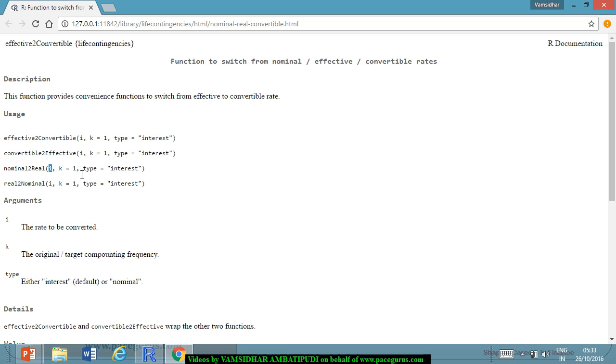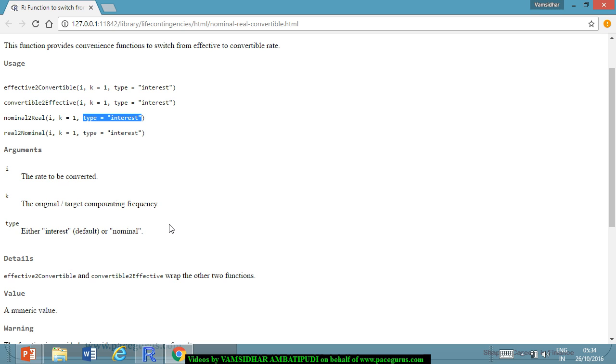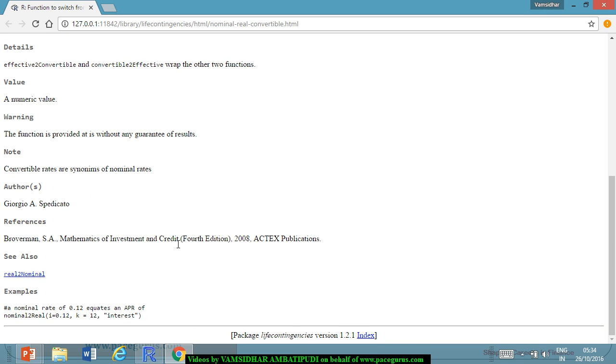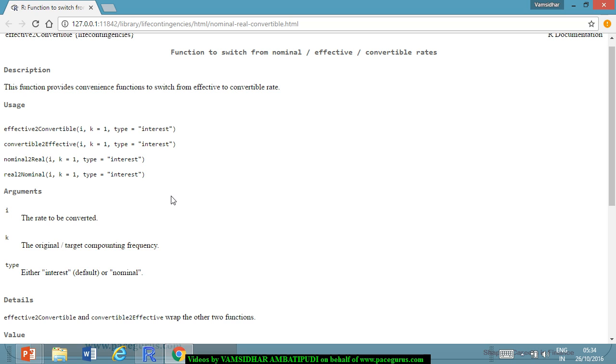So if I set it 4, then it means quarterly compounded, 12 means monthly compounded, and so on. And the type, if I am setting it as interest, it would do on the interest rate. If I am setting it as discount, it would give me the discount rate. So that is what the type is talking of. That's it. So I can very well convert this nominal to real.